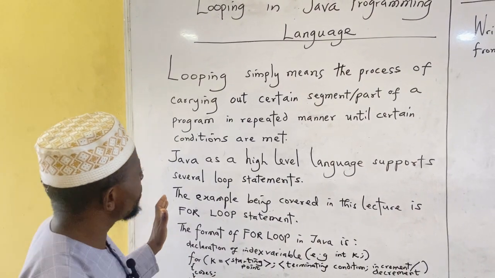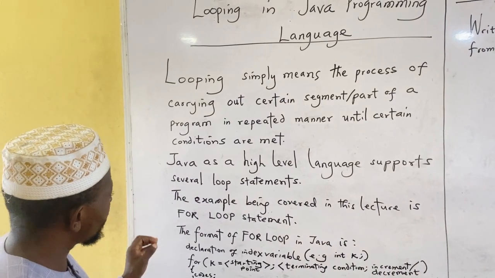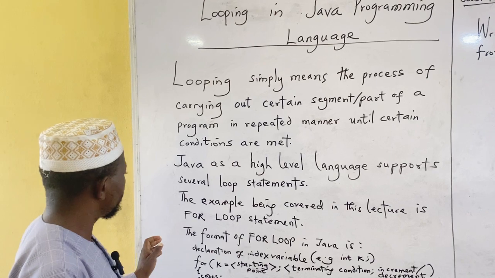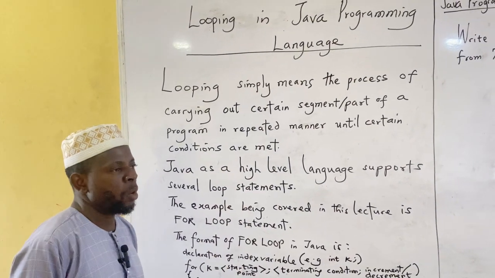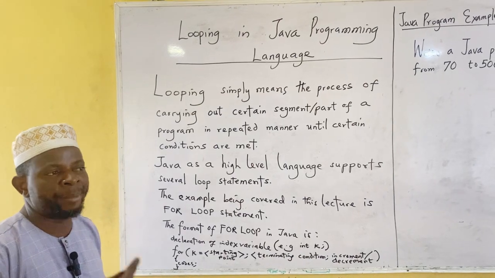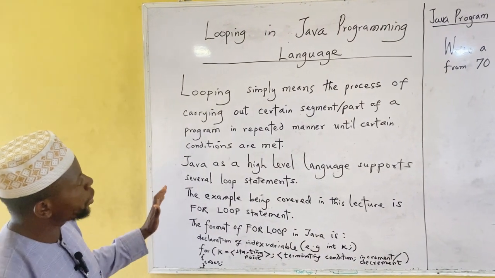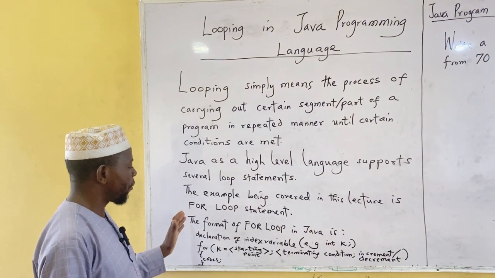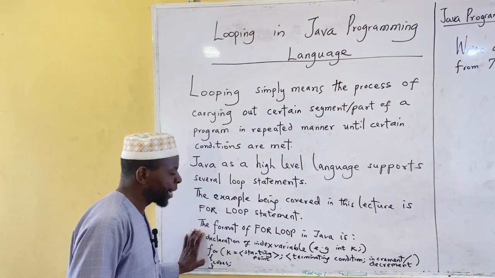Java, as a high-level language, supports several loop statements. Today, I just want to be teaching us about for loop statements. How do we use for loop statements in Java when it comes to performing some segments of a program in a repeated manner? The very first thing you need to know as part of the syntax of Java is how do we write a for loop statement in Java.